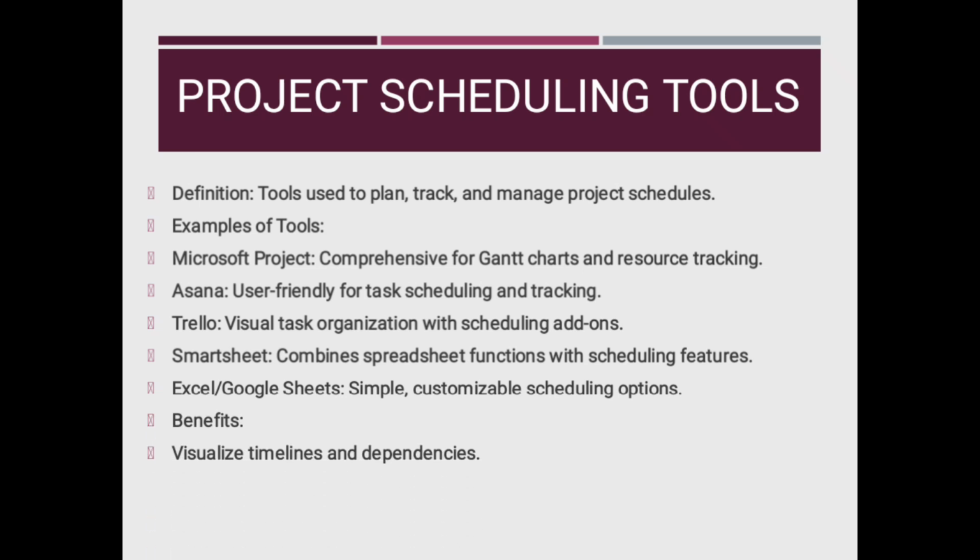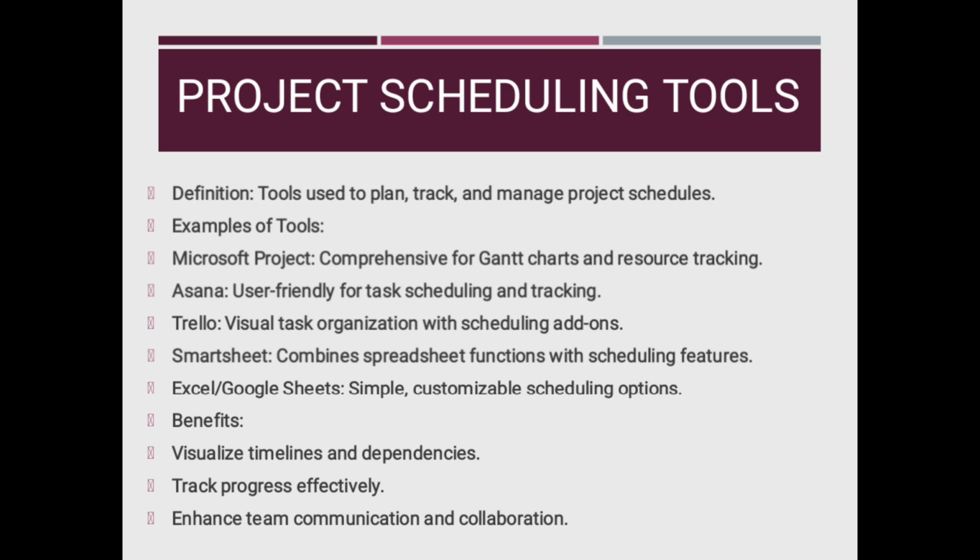Okay, let's talk about benefits. The benefits of these project scheduling tools, number one, is that they visualize timelines and dependencies. By the end of the day, once you put your project in a Gantt chart using these tools which we have mentioned, it is very easy for you to visualize the timeline and how those tasks depend on each other. Another one is that you track progress effectively. It is very easy to track progress, to say this task has just started, this is in progress, this is done.